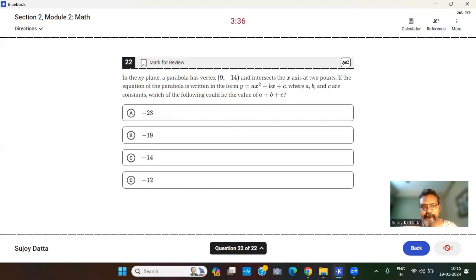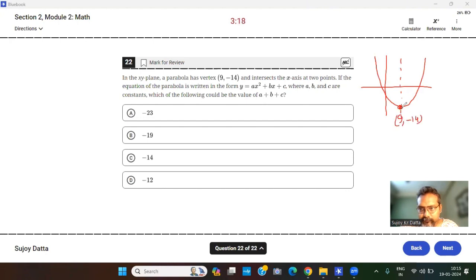All right. The next one. In the xy plane, a parabola has a vertex 9, comma minus 14. Okay, x is 9, y is minus 14. So something like this. We don't know where the y-axis is, so don't bother. This point is 9, minus 14. And it intersects the x-axis at 2 points, which means a must be positive. And the equation is written in this form where a, b, c are constants. Which could be the value of a plus b plus c?